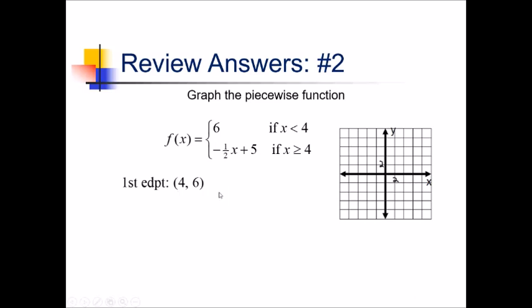Now I have to figure out if this is an open or a solid dot. To get that, I look at whether 4 for this first rule is included in the interval. Now it says x less than 4, not equals. There's no equals here, so I have to use an open dot for this first rule's endpoint. These grid lines are going by 2s. We're going to go over 4, up 6, open dot right here.